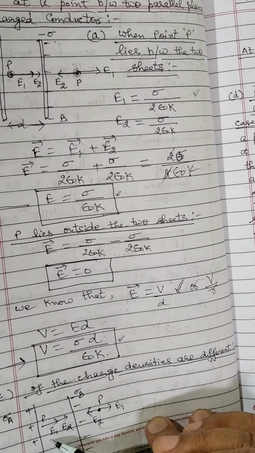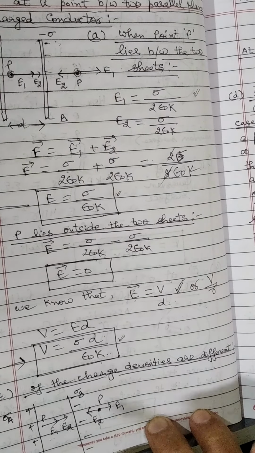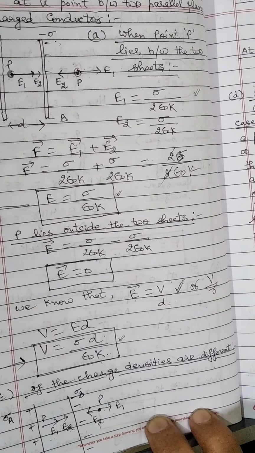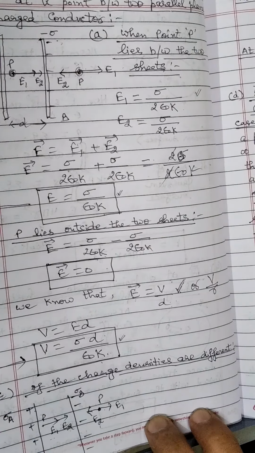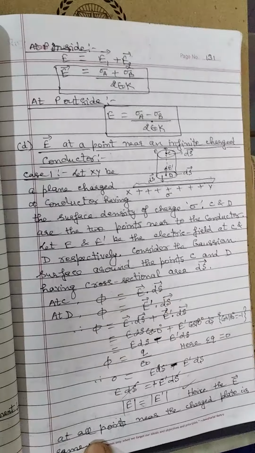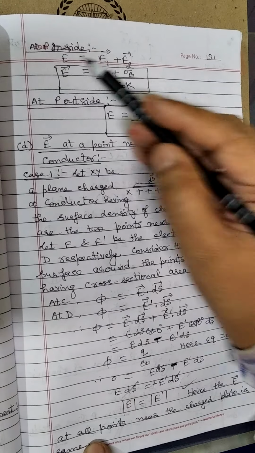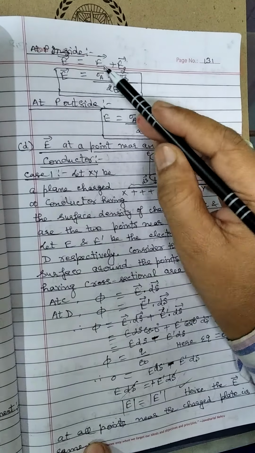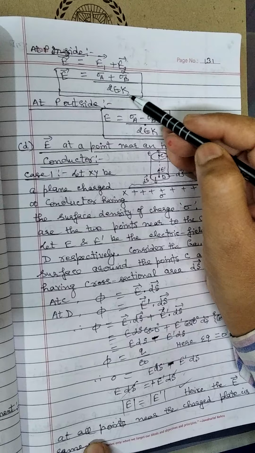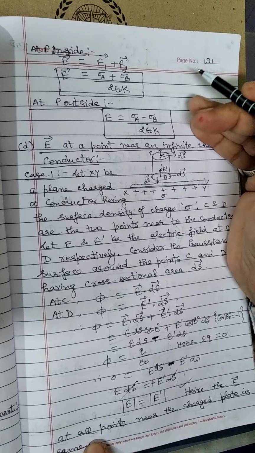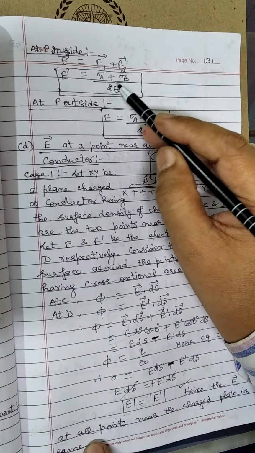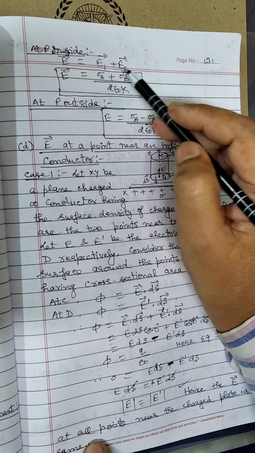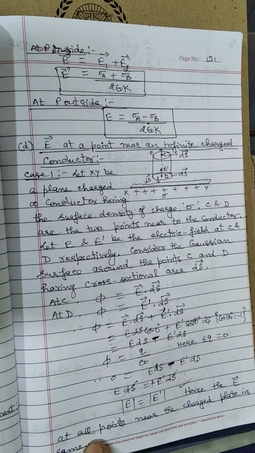Direction, you can see easily, E1 and E2 inside will both be in the same direction, and when the point is outside, E1 and E2 will be in the outward direction. When the point P is inside, the vector E is equal to E1 plus E2, which becomes sigma A upon 2 epsilon naught K and sigma B upon 2 epsilon naught K. So it will become sigma A plus sigma B upon 2 epsilon naught K, because both the electric fields E1 and E2 are in the same direction.